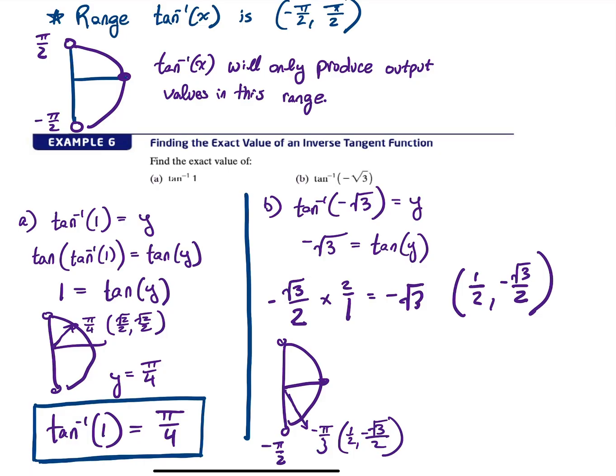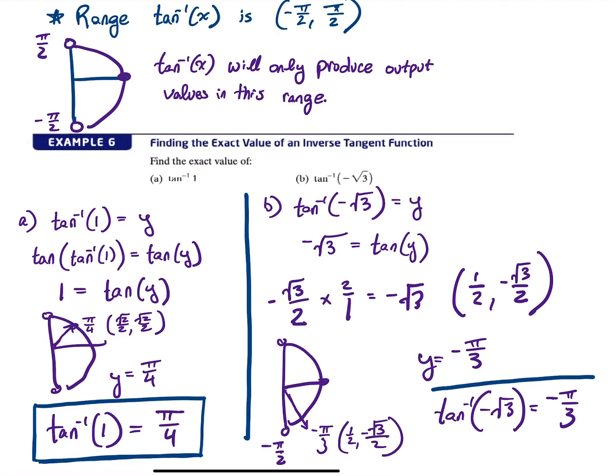So that's what our angle should be, negative root 3, or negative pi over 3, I mean. So I can say the inverse tangent of negative root 3 equals negative pi over 3. So we just need to be really careful about which value we choose as the output because of these restricted ranges of the inverse sine, cosine, and tangent.